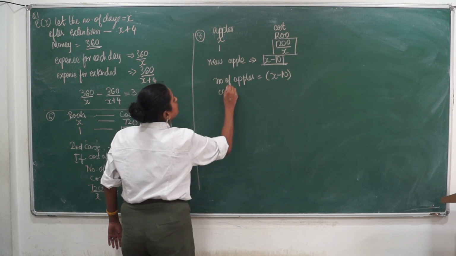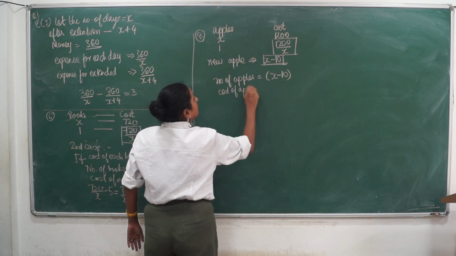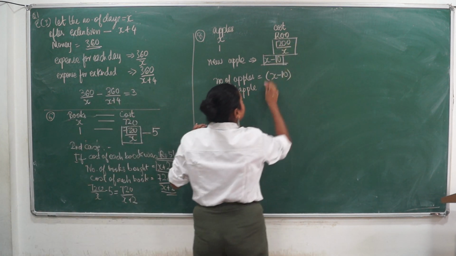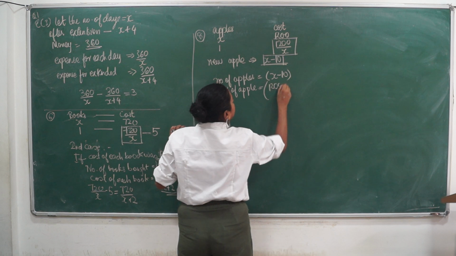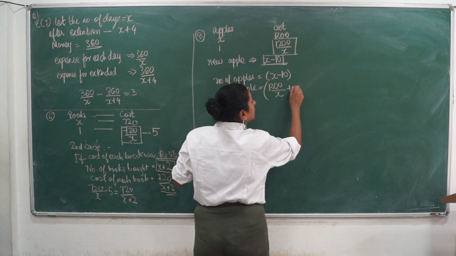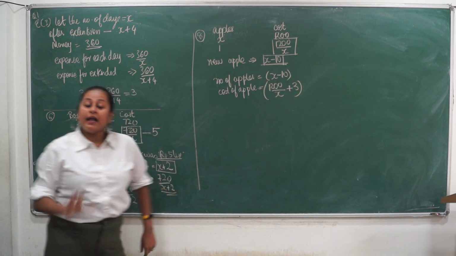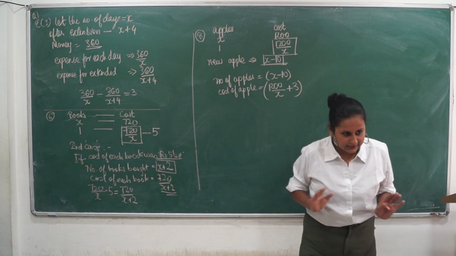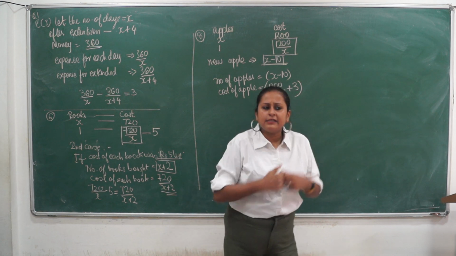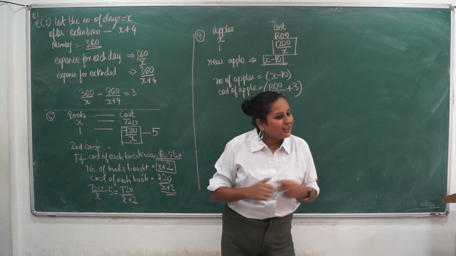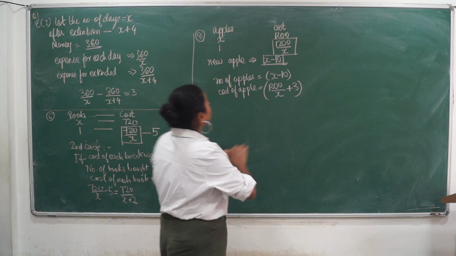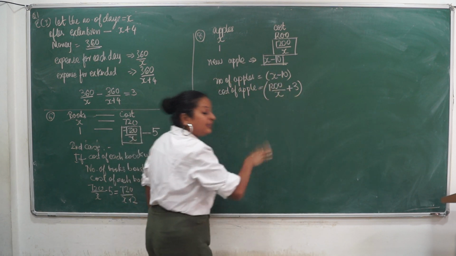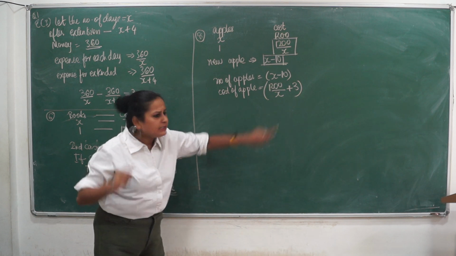And what is the cost of each apple now? 1200 upon x. Right now, what is his cost? What is he selling it at? Cost of each apple जो previously उसने pay किया था plus 3. If I buy 5 apples for 10 rupees each, what is the price? What is the cost that I have paid? 50. How did you calculate it? 5 times 10. So if I sold x minus 10 apples for rupees 1200 upon x plus 3 each, what is the cost for each apple?